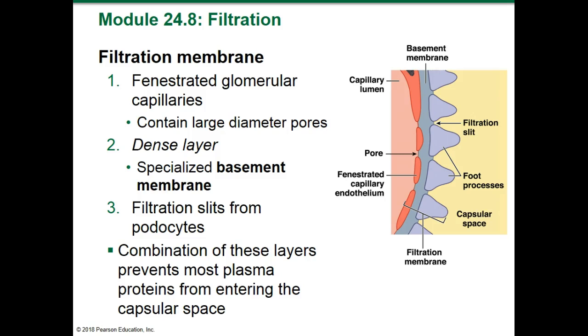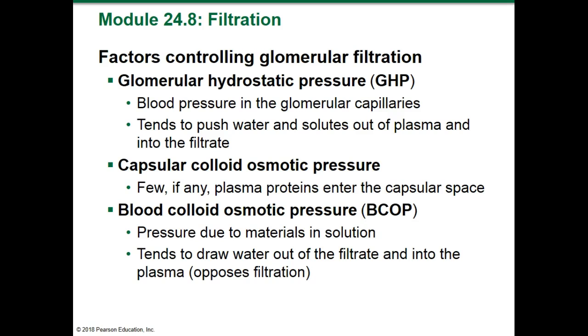If we look closer at the filtration membrane that's seen in this picture, we have fenestrated glomerular capillaries that have large diameter pores. Then there's a dense layer that's a specialized basement membrane. And we have filtration slits from the podocytes, which you can see there. The combination of all those layers does keep the plasma proteins from going into the capsular space. So they limit by size what can go through. So again, we're at the glomerulus. Keep that in mind.